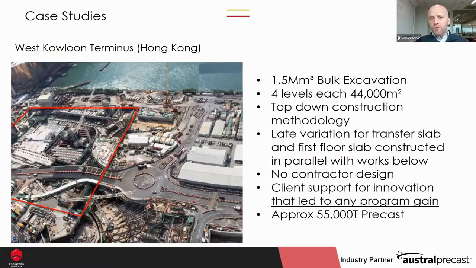Luckily, the instruction came after a few years of us being there, so there was a real level of trust that had developed by that time, and we really went hard at the DFMA strategy. As a result of that, we got about 55,000 tons of precast into that scheme.